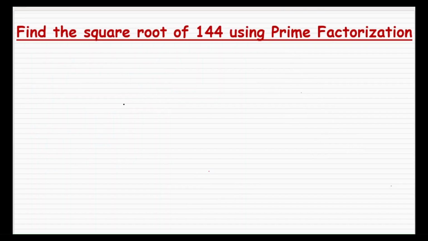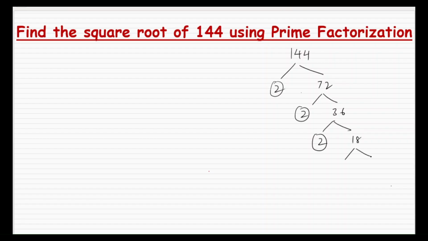All right, next one. Find the square root of 144 using prime factorization. Let's find the prime factorization of 144. So 144 can be written as 2 times 72. 2 is prime. 72 can be written as 2 times 36, 2 prime. 36 is 2 times 18.